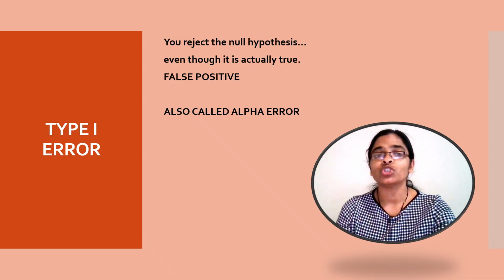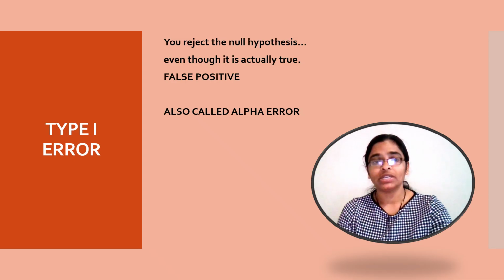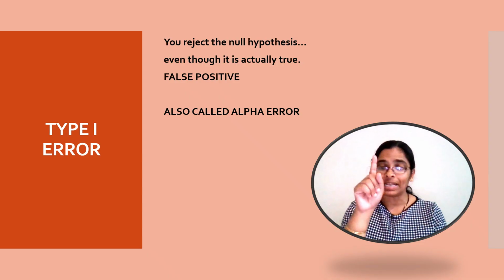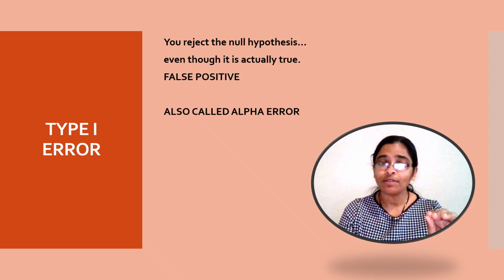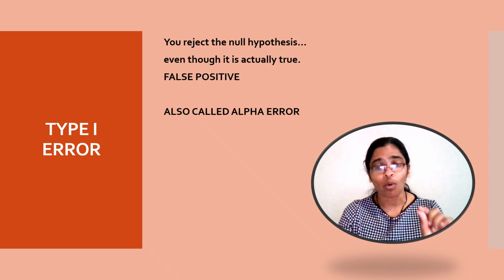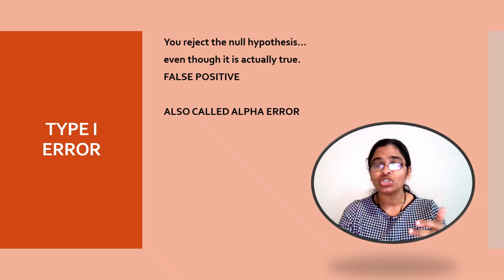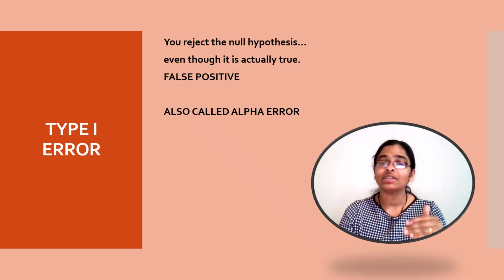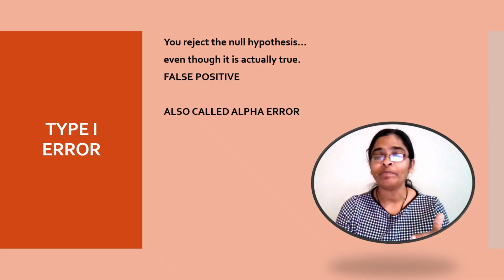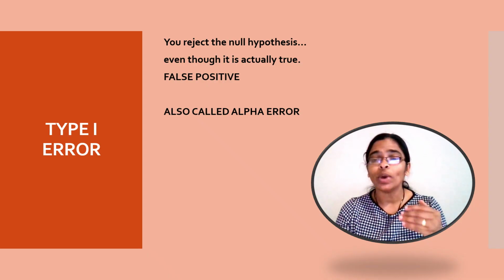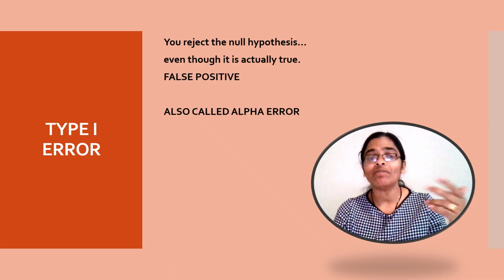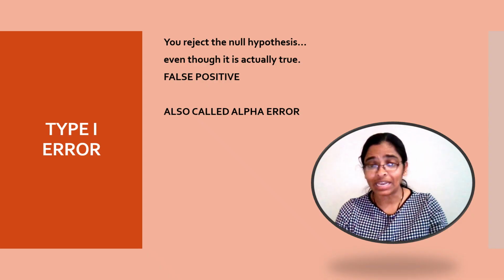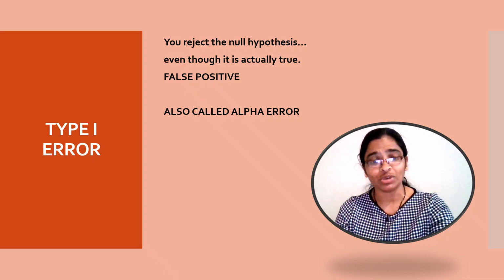Type 1 error is also called an alpha error. It is represented by the Greek letter alpha. Most studies accept an alpha level of 5% or 0.05. This means researchers accept a 5% risk of falsely concluding that a treatment works when it actually doesn't. And this links directly to the p-value threshold you have already learned in one of the previous videos.